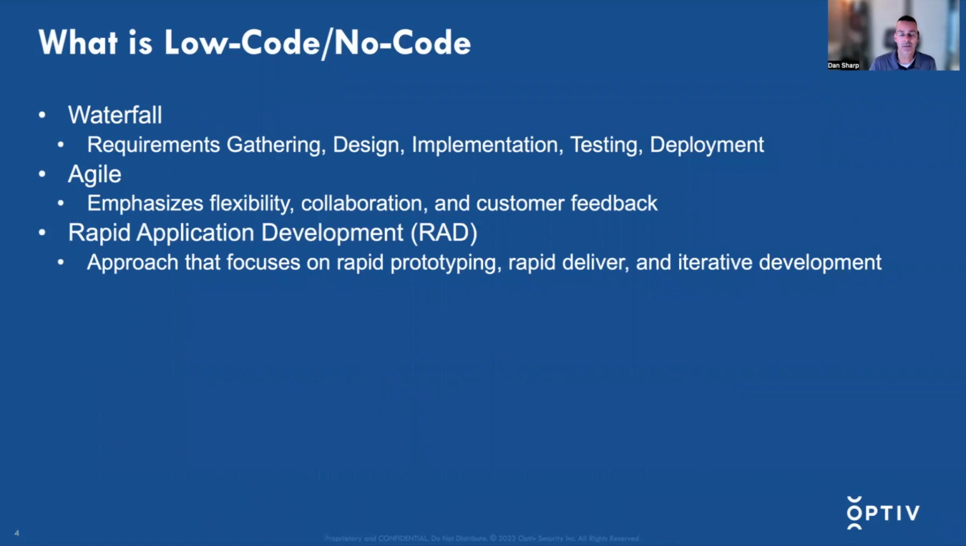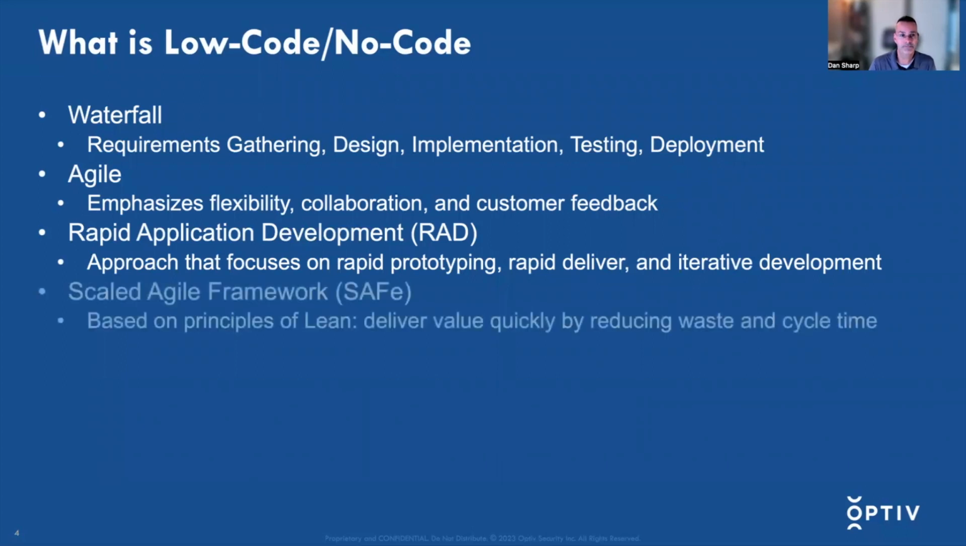Now, some of the more popular agile development methodologies include RAD, or rapid application development. This one really focuses on, as the name states, rapid application development and delivery. And in true agile style, it has iterative development. There's a scaled agile framework, or SAFe, that's actually gained a lot of traction lately. This is based on lean, which is focusing on delivering quickly and reducing waste, and always improving that cycle time.